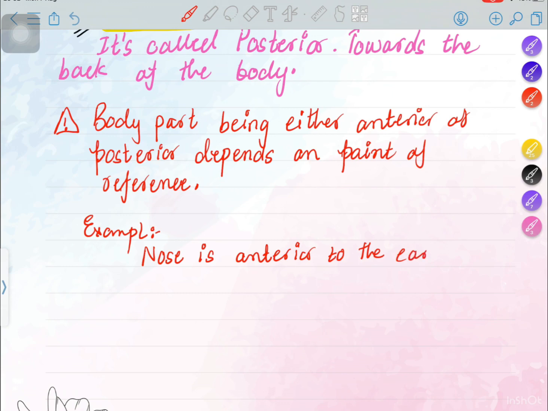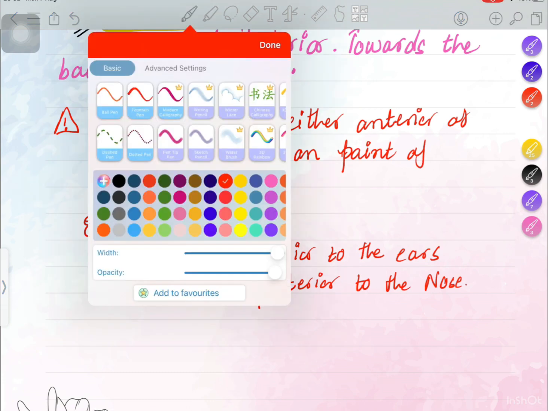So nose is anterior to ears, correct? And this is my reference point. Over here, my reference was ears, and I said nose is anterior to that, eyes are anterior to that. And ears are posterior to my nose. So this is how we learn the words, the terms, the way we have to look at them.